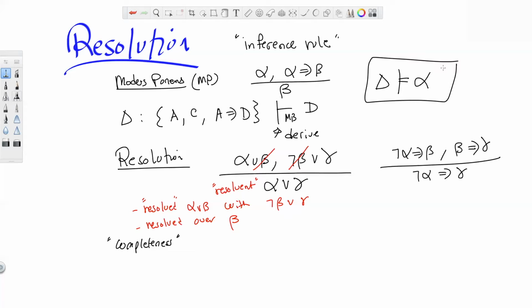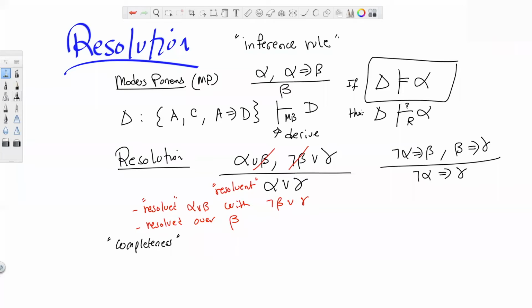So if I give you delta and alpha and I ask, does alpha logically follow from delta, you have a test for this. Now the question is, if indeed alpha follows from delta, am I able to derive it using resolution? Will resolution allow me to discover alpha, assuming that alpha logically follows from delta? If that's the case, then we will say that that rule R is complete. It is able to discover everything that logically follows from a knowledge base.